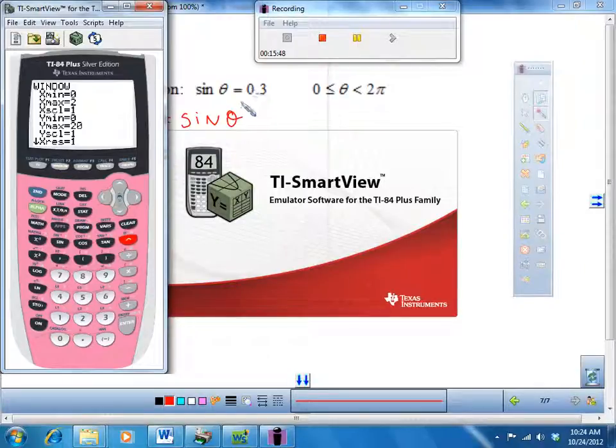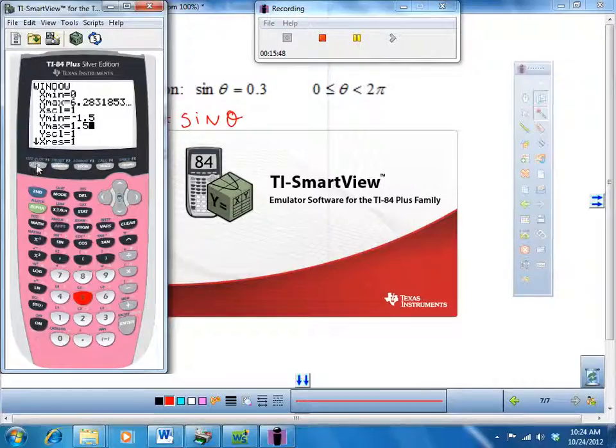And since I know that sine goes from where to where? What's the highest sine can be? 1 or negative 1, right? It goes from negative 1 to 1. I'm going to set this a little bigger than that, so I'm going to go from negative 1.5 up to positive 1.5.